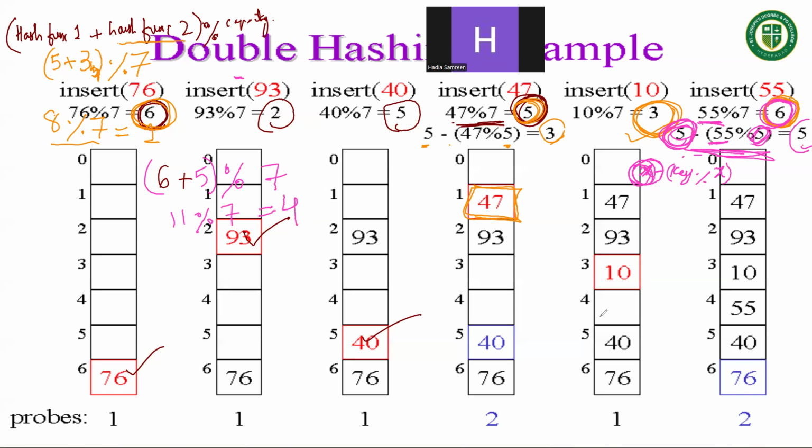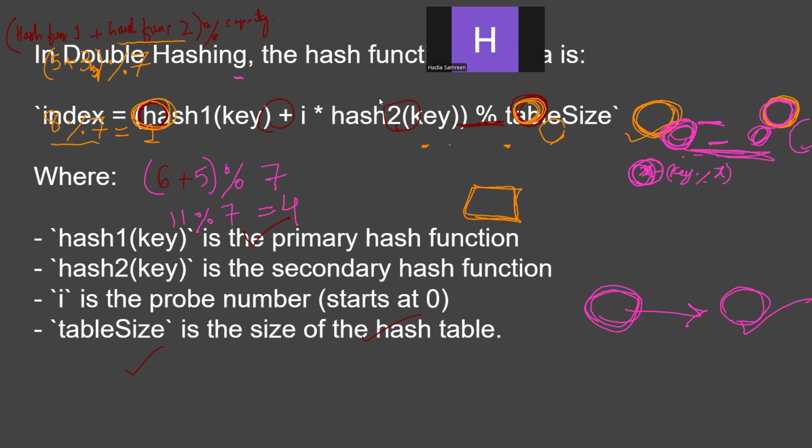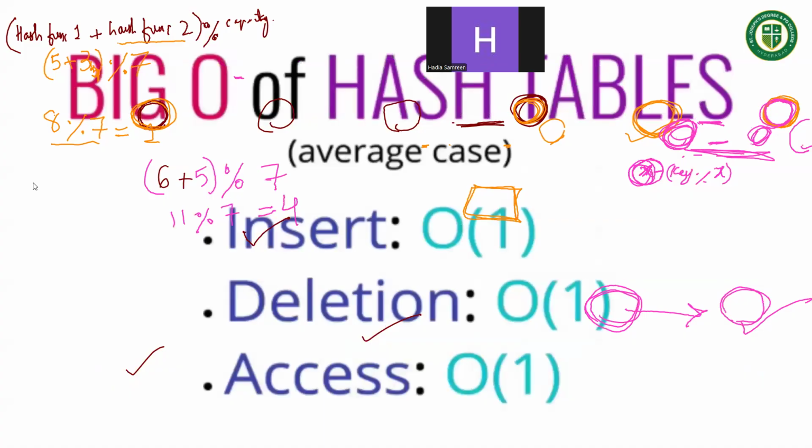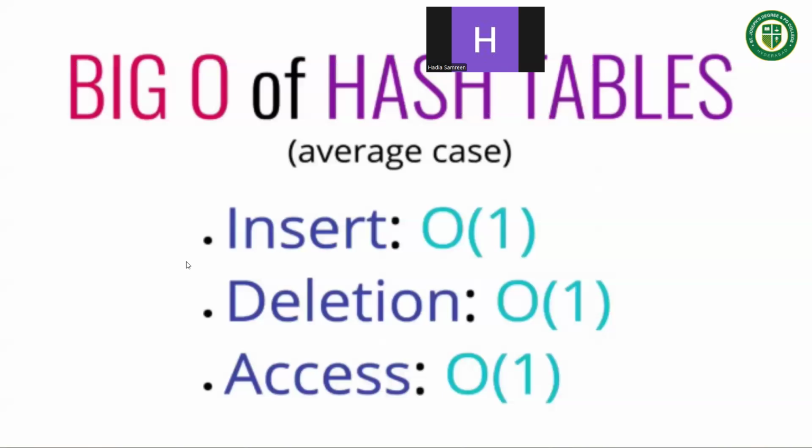So index 4 is available for us to store 55. Done. So that is all about hashing and collision resolution techniques. Hope you understood. Thank you.